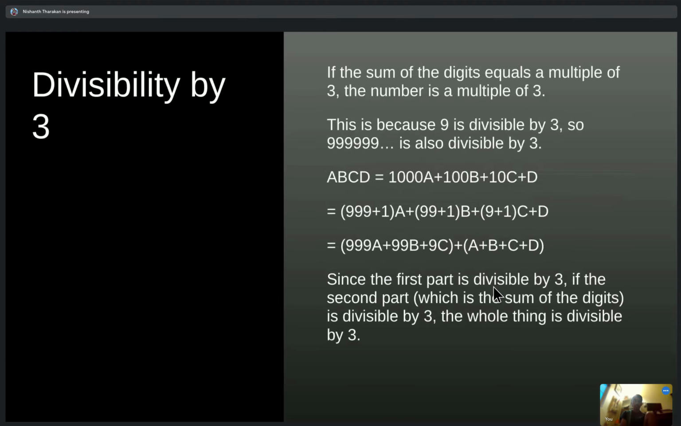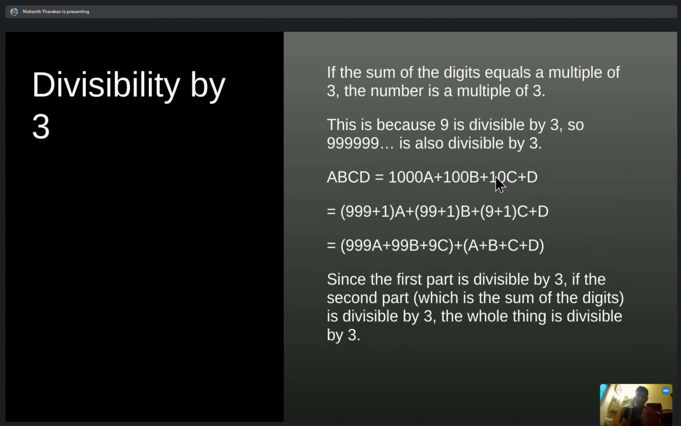Okay? Let's do divisibility by 3. If the sum of the digits equals a multiple of 3, the number is a multiple of 3. So we can start off by proving that 9 is divisible by 3. It equals 3 times 3. And also, any number of 9s is also divisible by 3.